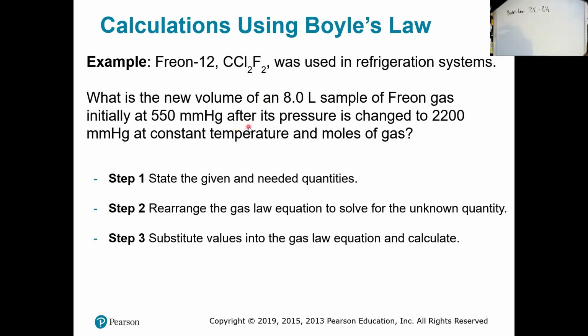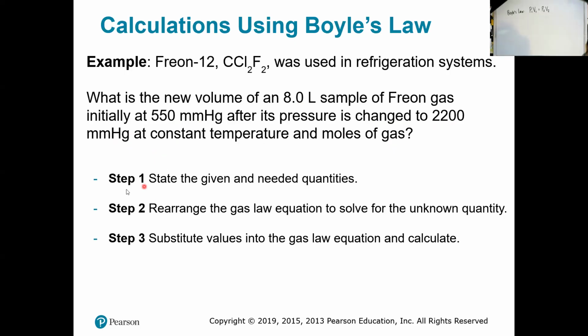What's the new volume after its pressure is changed to 2200 millimeters of mercury at constant temperature and moles of gas? So we started out with a sample that's 8 liters and 550 millimeters of mercury, and we're increasing its pressure to 2200 millimeters of mercury. If we're increasing its pressure, we're expecting a decrease in the volume.